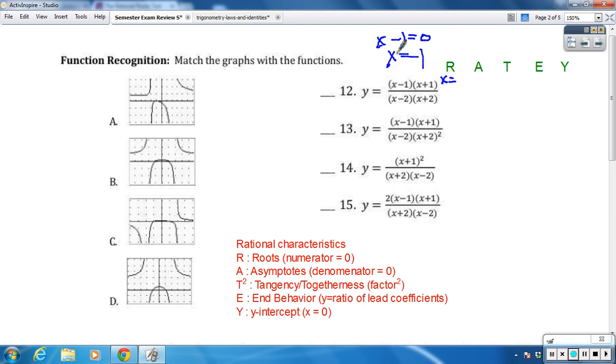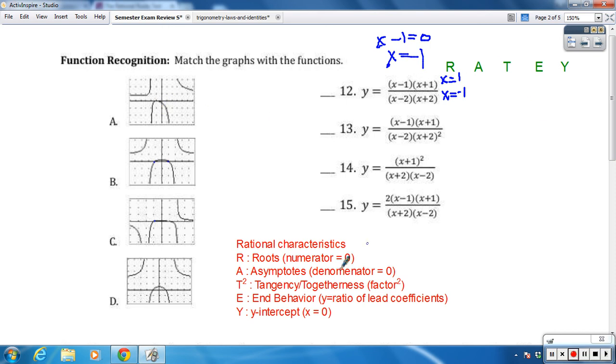Sorry, my writing's a little scratchy. So x minus 1 gives me a root at x equals positive 1, and x plus 1 gives me a root at x equals negative 1. Okay, so I could look here and see my answer is either going to be B, C, or D. A doesn't fit the bill because it doesn't cross at positive 1.